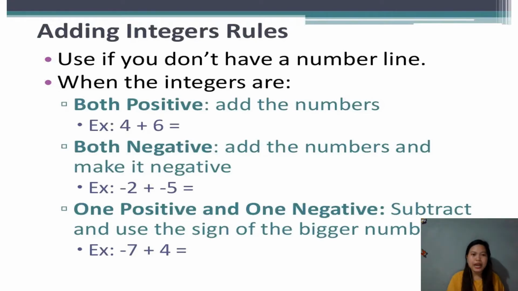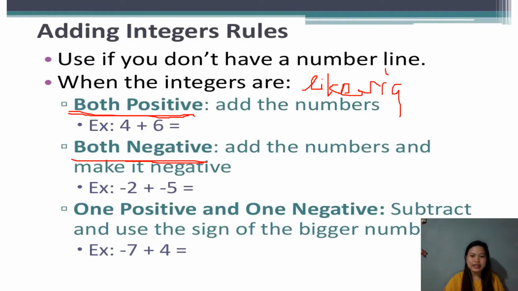Okay, so we have here the adding integers rules. Use these if you don't have a number line. When the integers are both positive, add the numbers. As I have said earlier, this applies if they are both positive or both negative. Again, if they are both positive or both negative, that's what we call like signs. If they are both positive, simply add them.